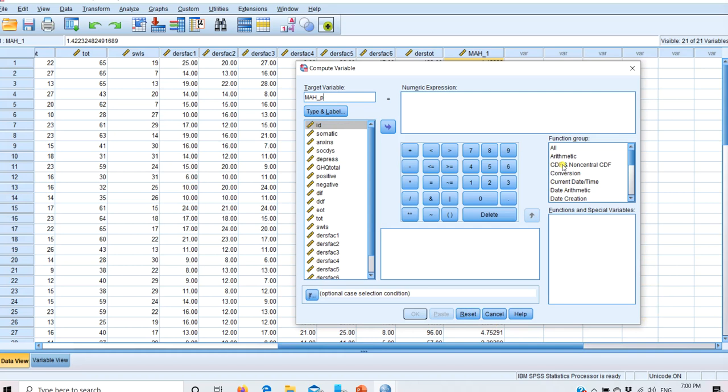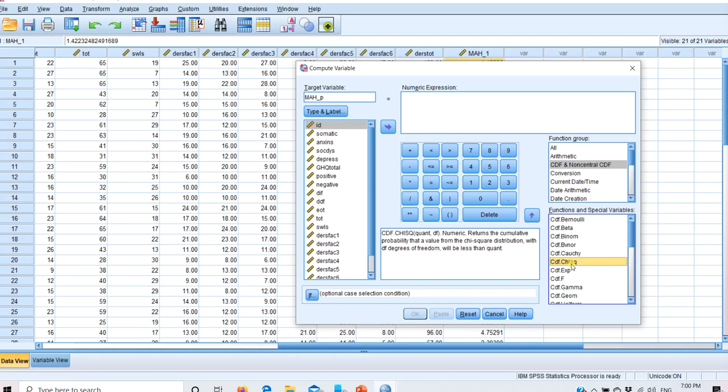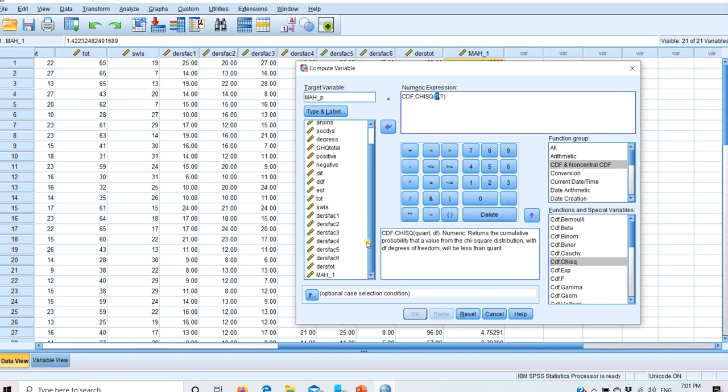Then here is cumulative density function. We will select this, and in this we will select chi-square, CDF dot chi-square. This function, either double click or click this arrow pointing upwards. So this function will be moved here in the computation box. The first value will be the value of the chi-square, that is the Mahalanobis distance. So just double click it and this will go here.